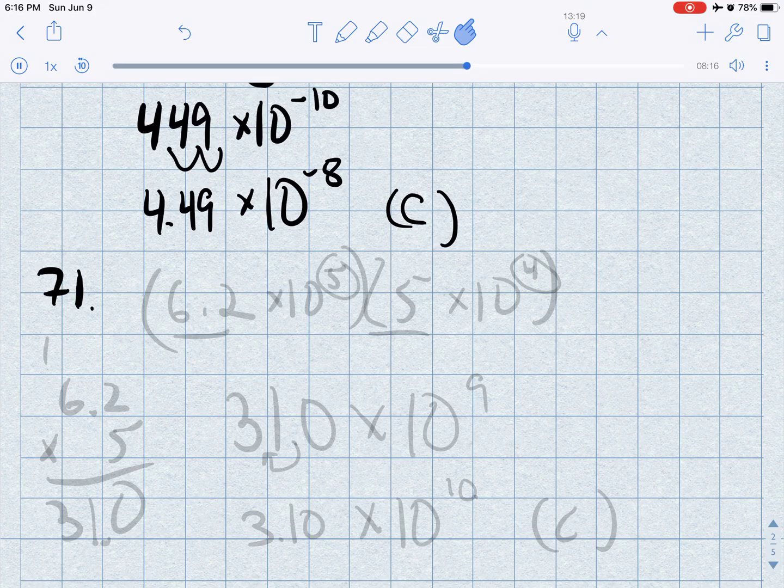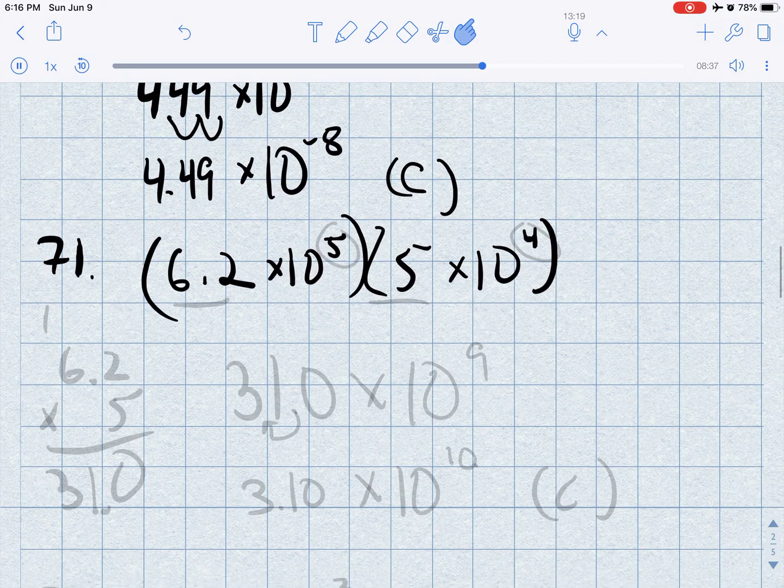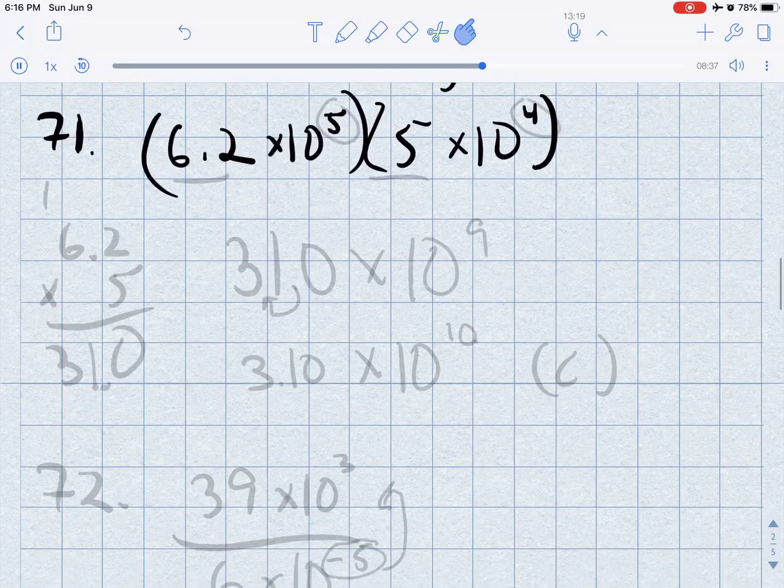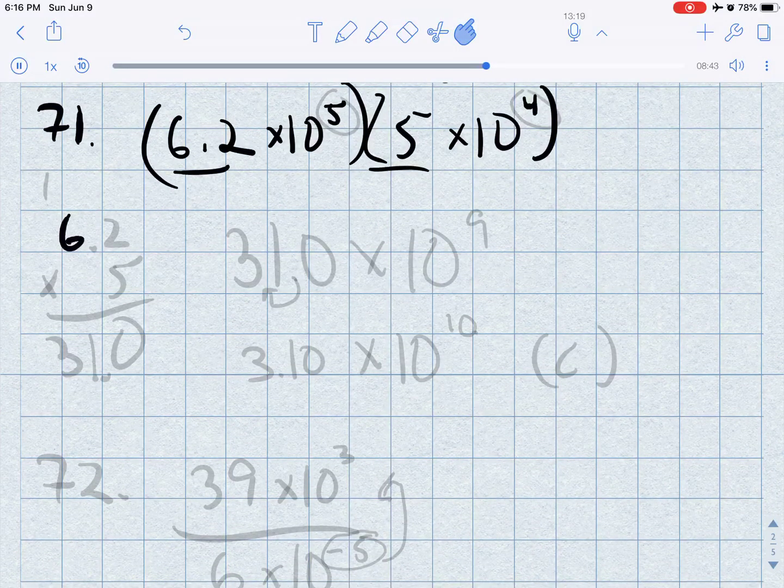71. We have two numbers in standard form. 6.2 times 10 to the 5 times 5 times 10 to the fourth. Okay, these are both in standard form. So when we do that, we could just multiply the numbers. So I'm going to multiply this number times that number. 6.2 times 5. 2 times 5 is 10. Carry the 1. That's 31. But there's a decimal there.